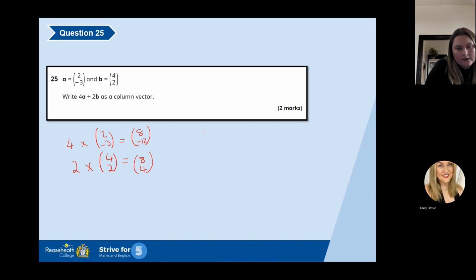Then the final part of this is we need to actually add them together. So we've got (8, -12) add (8, 4). So we can just add them going across now. So 8 add 8 is 16, minus 12 add 4 equals minus 8. Again, you can do all of that on your calculator. So firstly, we did the a times the 4, then we did the 2 times the b, and then we just added them together, and that's for 2 marks.